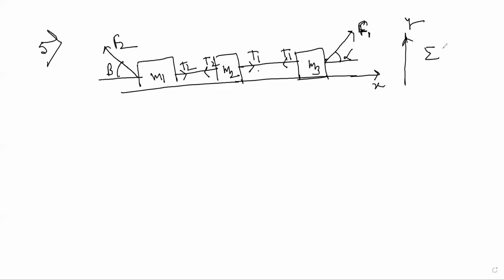That means summation of Fy is equal to 0, that is, Ay is equal to 0 for all bodies. So don't bother about vertical motion. Now we have to think about its horizontal motion. Now I am going to write the free body diagram of each block. So firstly, I am going to write the free body diagram for M3.